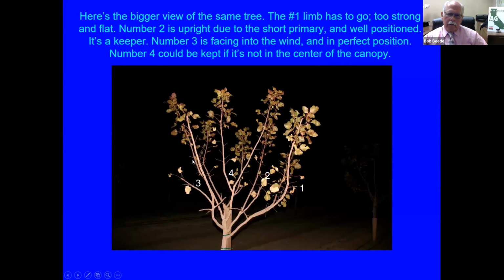And again, another example where we talk about limb number 1 has to go. Number 2 is upright due to its position. Number 4 could be kept if it's not in the center of the tree, but you certainly have to keep number 3 because it's facing into the wind. You'd never cut out the limb if you can avoid it that's facing into the wind.